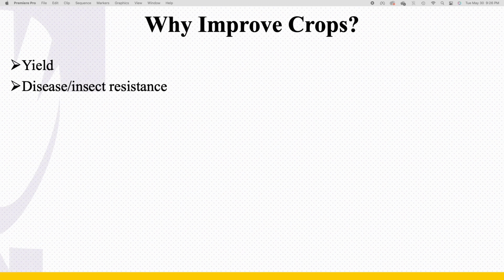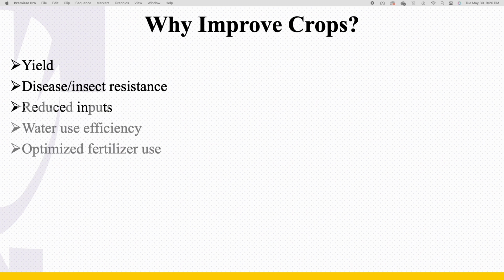So, some of the reasons that we're trying to improve these crops obviously is going to be so that we can increase yield, as well as kind of overcome some of these disease and insect problems that we might have. So some of the other reasons that we're wanting to do this, obviously we're going to try and reduce our inputs, and we're going to do that by trying to improve our fertilizer and water use efficiency ultimately. So, how do we grow crops better without as much water or without as much fertilizer?